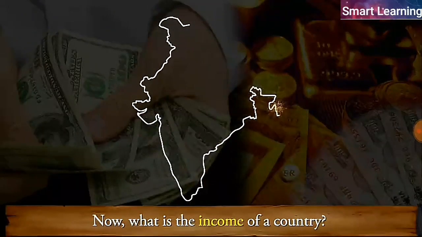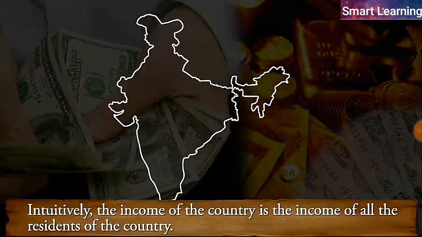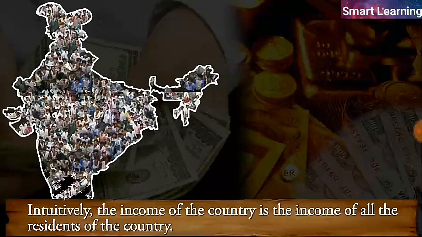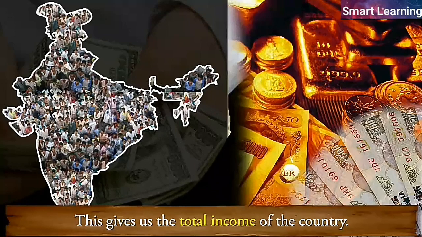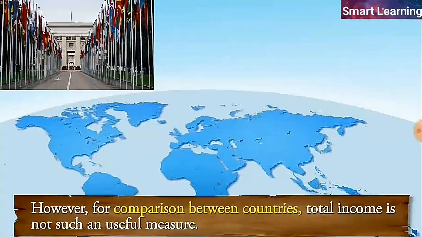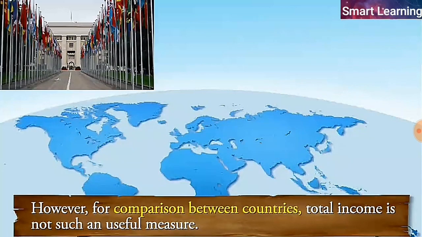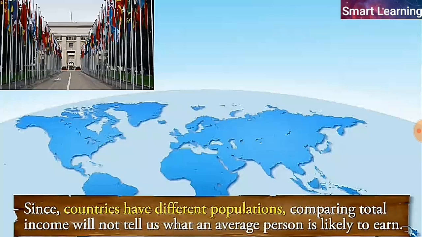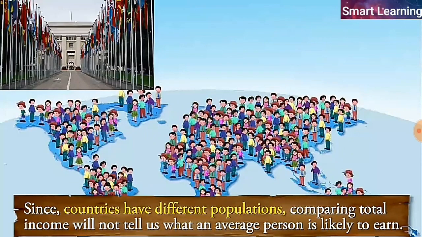Now, what is the income of a country? Intuitively, the income of a country is the income of all the residents of the country. This gives us the total income of the country. However, for comparison between countries, total income is not such a useful measure. Since countries have different populations, comparing total income will not tell us what an average person is likely to earn.